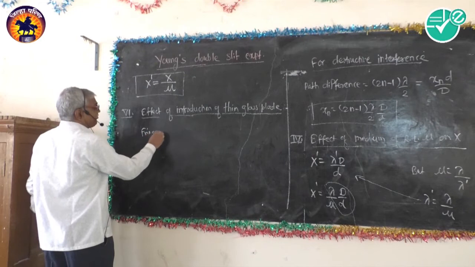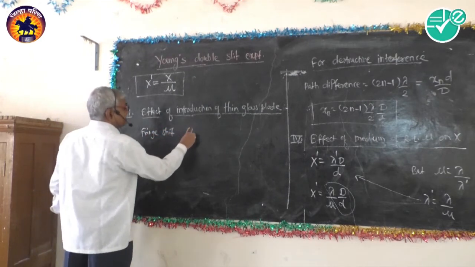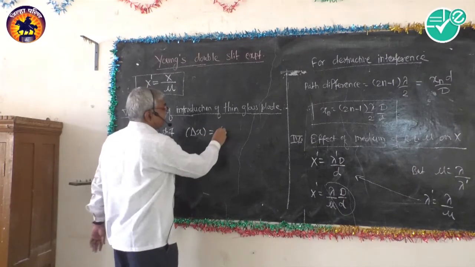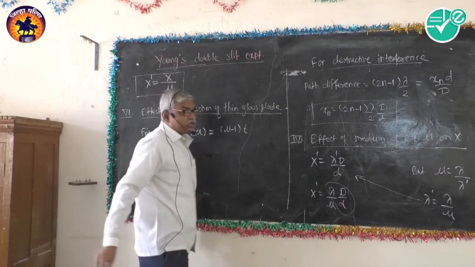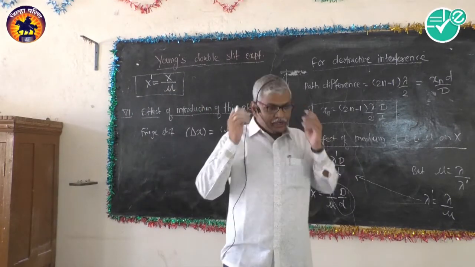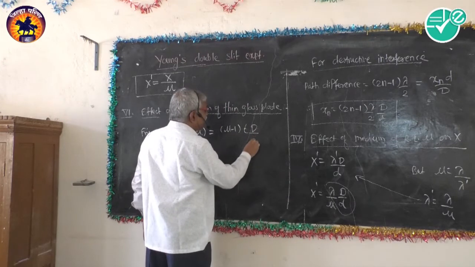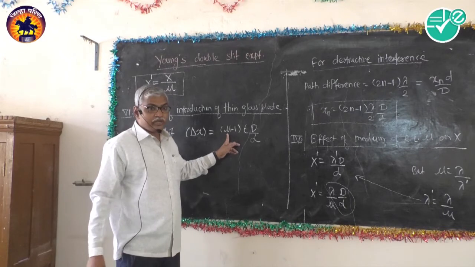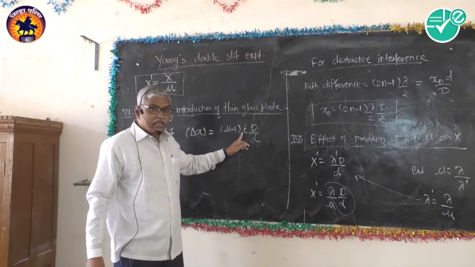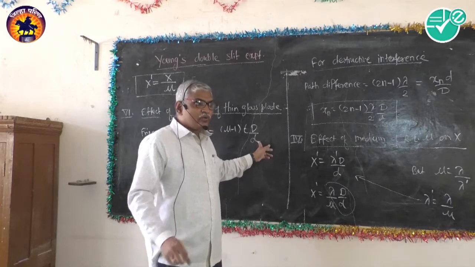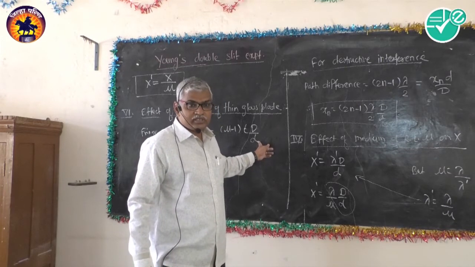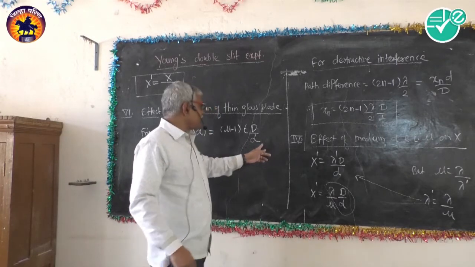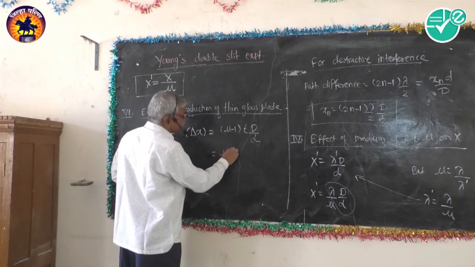In this case, the fringe shift, that is delta x, is given by (mu minus 1) into t into d by D, where mu is the refractive index of that glass plate, t is the thickness of that glass plate, small d, we know that it is the distance between two slits, two coherent sources, and capital D is the distance between source and screen.